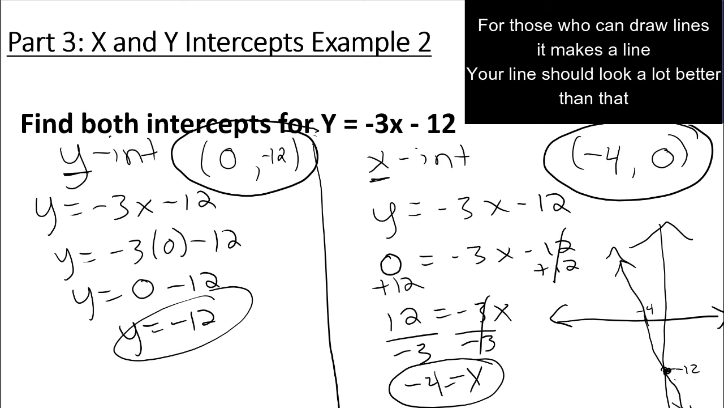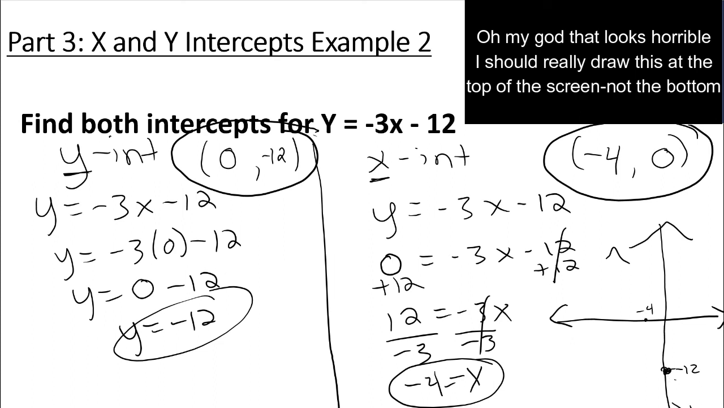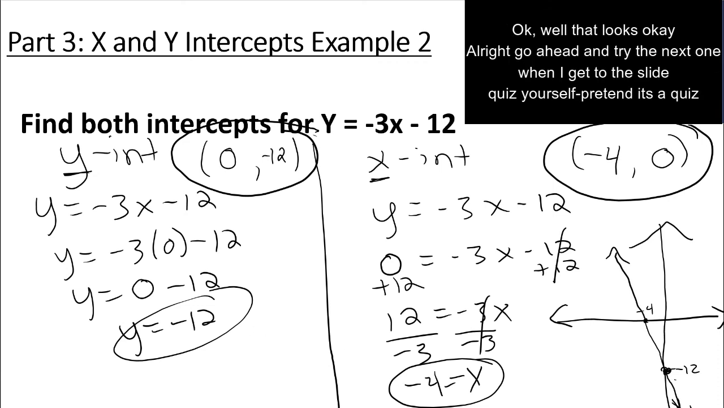Remember, your line should look a lot better than that. Oh my god, that looks horrible. I should really draw this at the top of the screen, not the bottom. Okay, well, that looks okay.